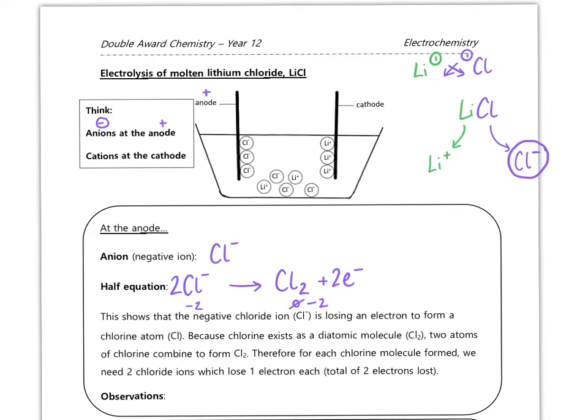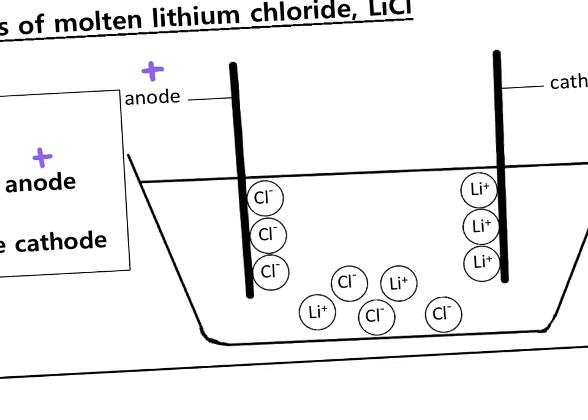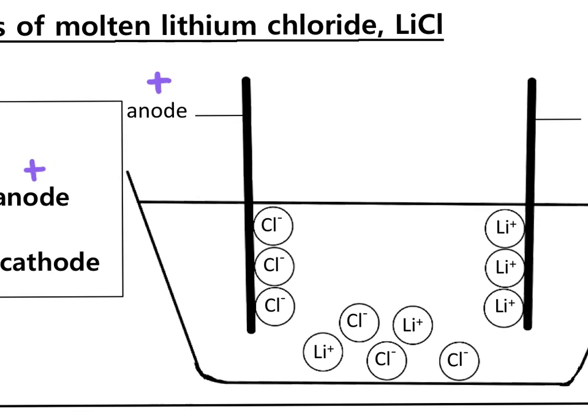You can write it in terms of just the normal process of writing half equations, or you can also think about what's happening at the anode. If I zoom in here, you can see my chloride ions attracted to the anode. And I'm asking myself, well, what do they need to do to get back to atoms? They need to lose an electron. So essentially they give an electron into the anode, and that will then be carried round in the circuit to the cathode where they'll be gained by the lithium ions, but we'll come back to that in a second.